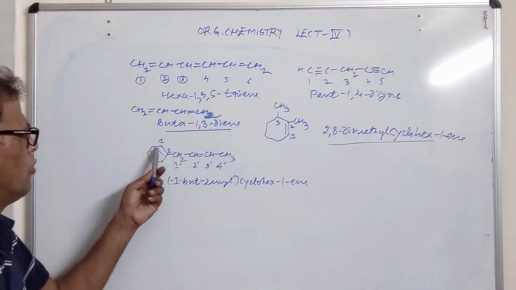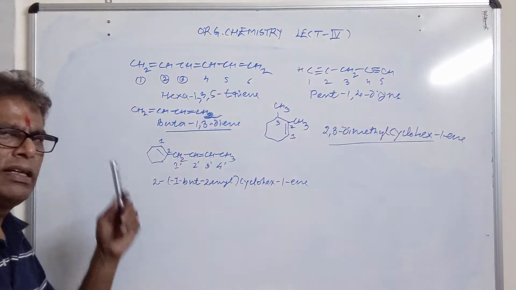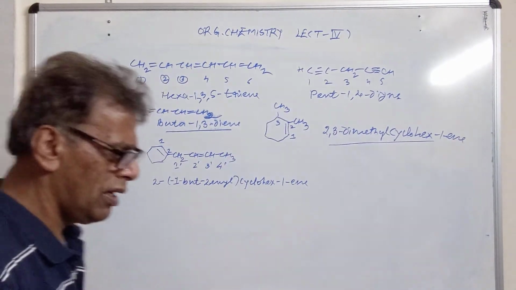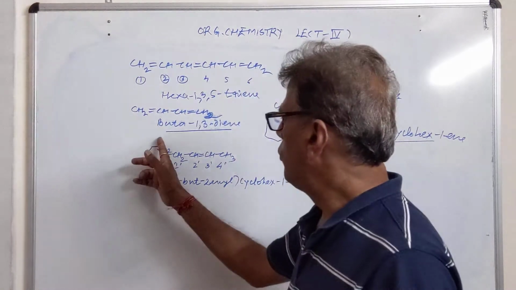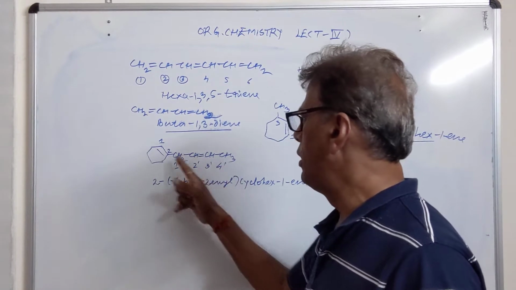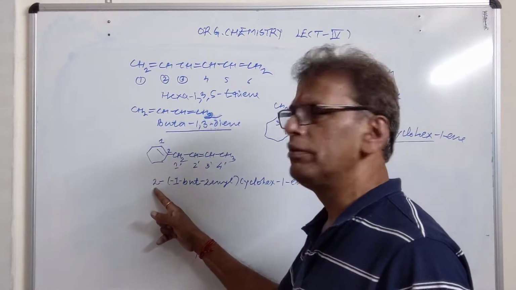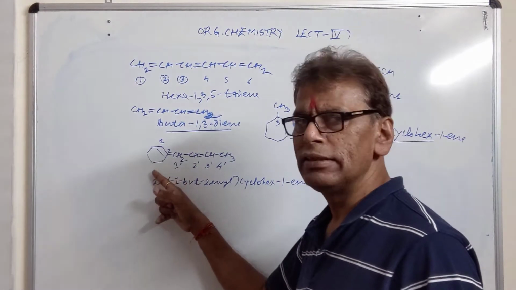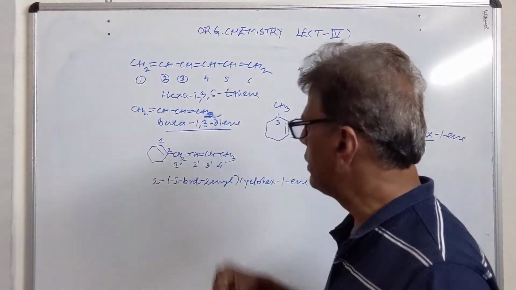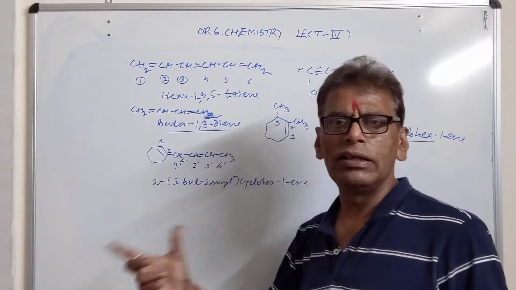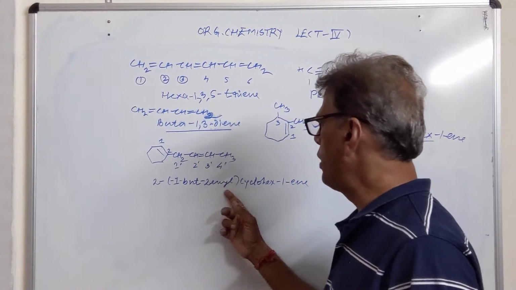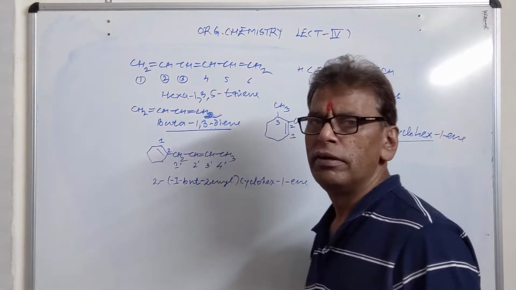Double bond, when present in the cycle, both its carbons should be counted in the numbering. So we'll start the numbering from the ring: 1, 2, and carbon 2 is substituted with this group, butenyl. So we wrote 2 outside. This is carbon number 2 of this cyclic system. It has more carbons, that's why it is taken as the parent system. This is having 4 carbons, this is taken as the substituent. So this is 2-(1-butenyl)cyclohex-1-ene in this manner.